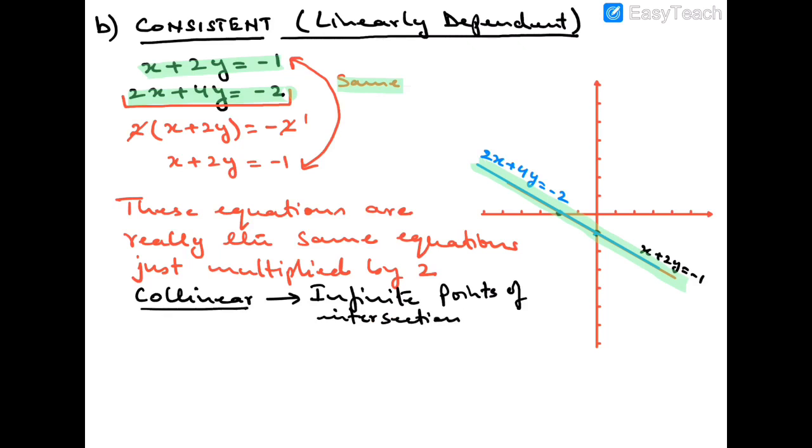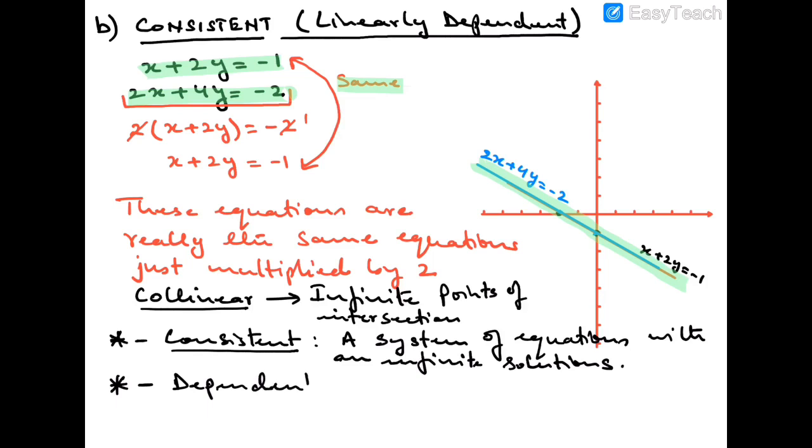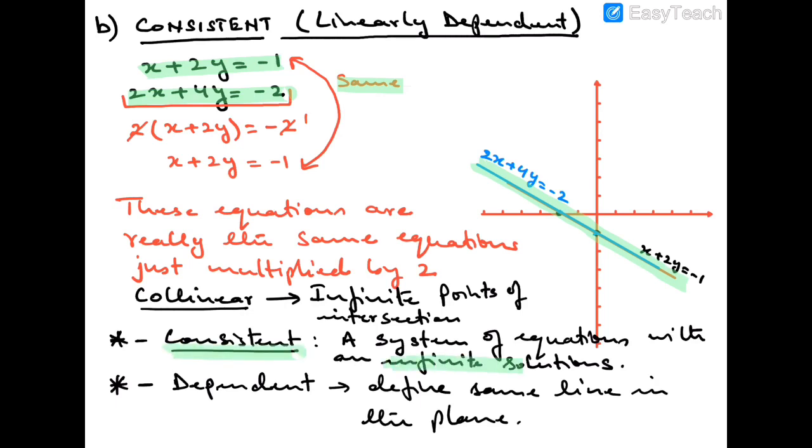So it is consistent, and both lines have the same slope and infinitely many solutions, and they can be written as a linear combination too. So these are linearly dependent and define the same line in the plane. It's consistent because it has infinite solutions, and it's dependent because it's the same line, or one line is the scalar multiple of the other.